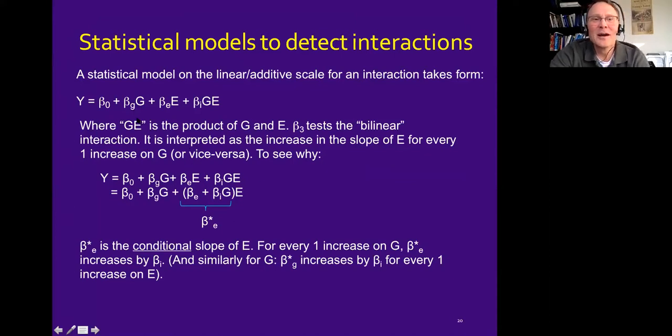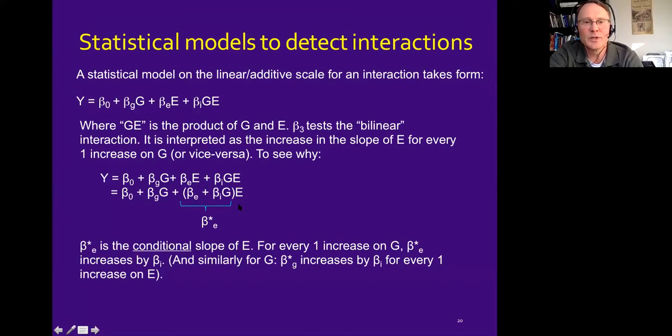Okay, anyway, so GE here is literally the product of the G and the E variables. So beta I here tests what's called the bilinear interaction. And the interpretation of the interaction beta is that as you increase 1 on E, what is the change in the slope of G? Or you can do it the other way around. As you increase 1 on G, what is the increase or decrease in the slope of E? So that's the interpretation of beta I.